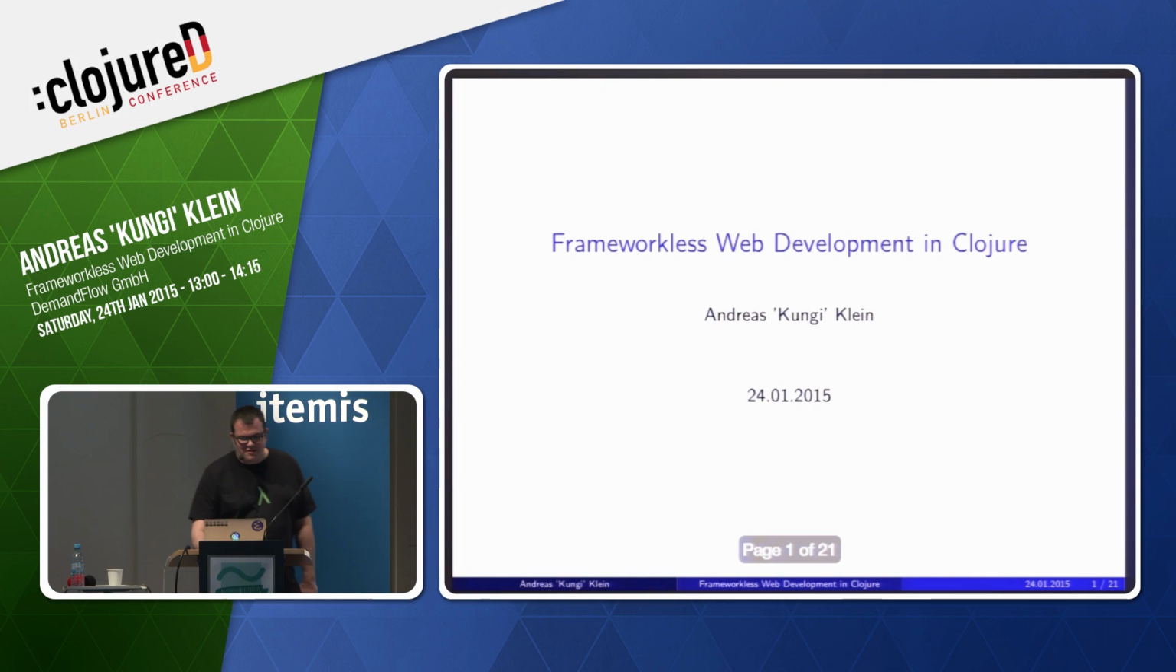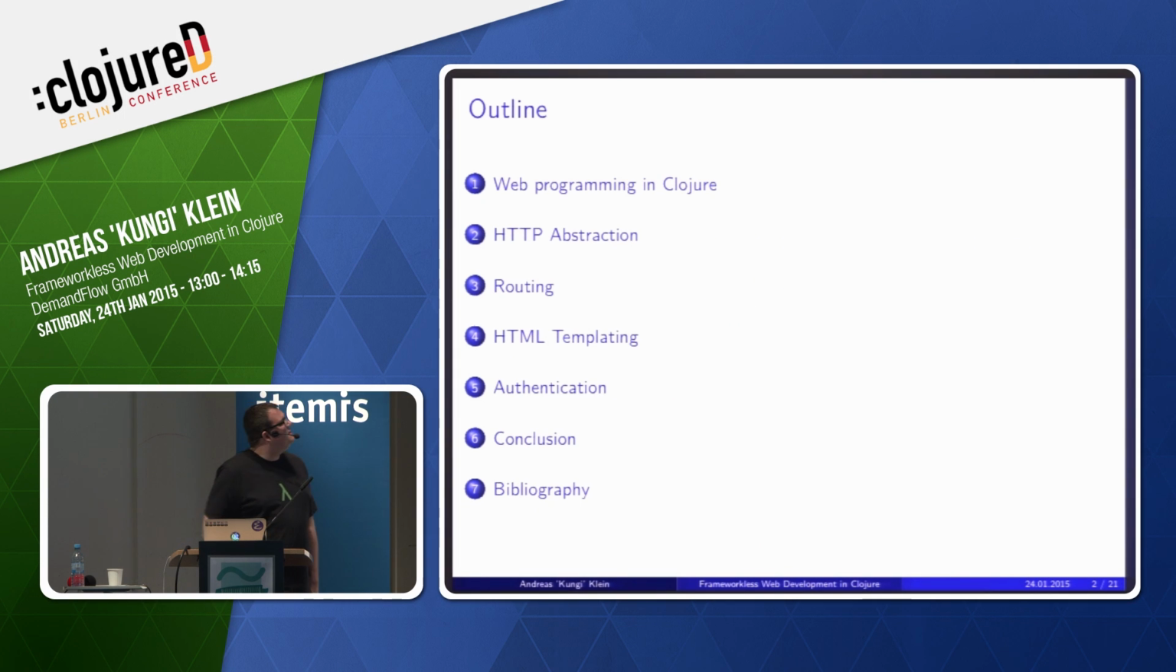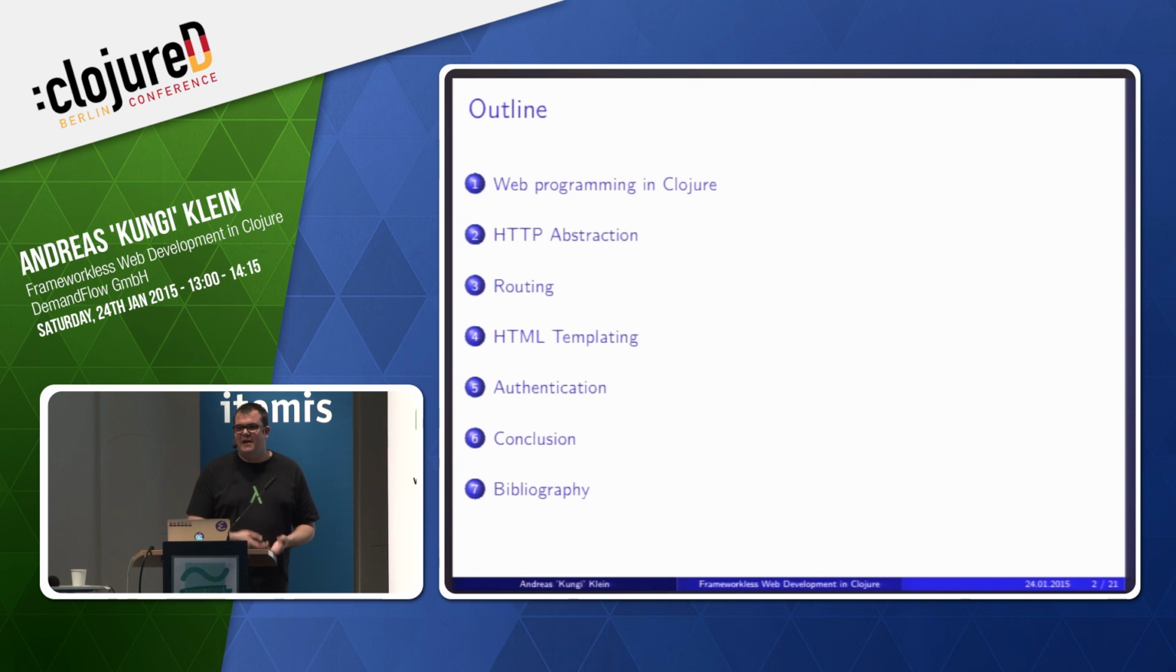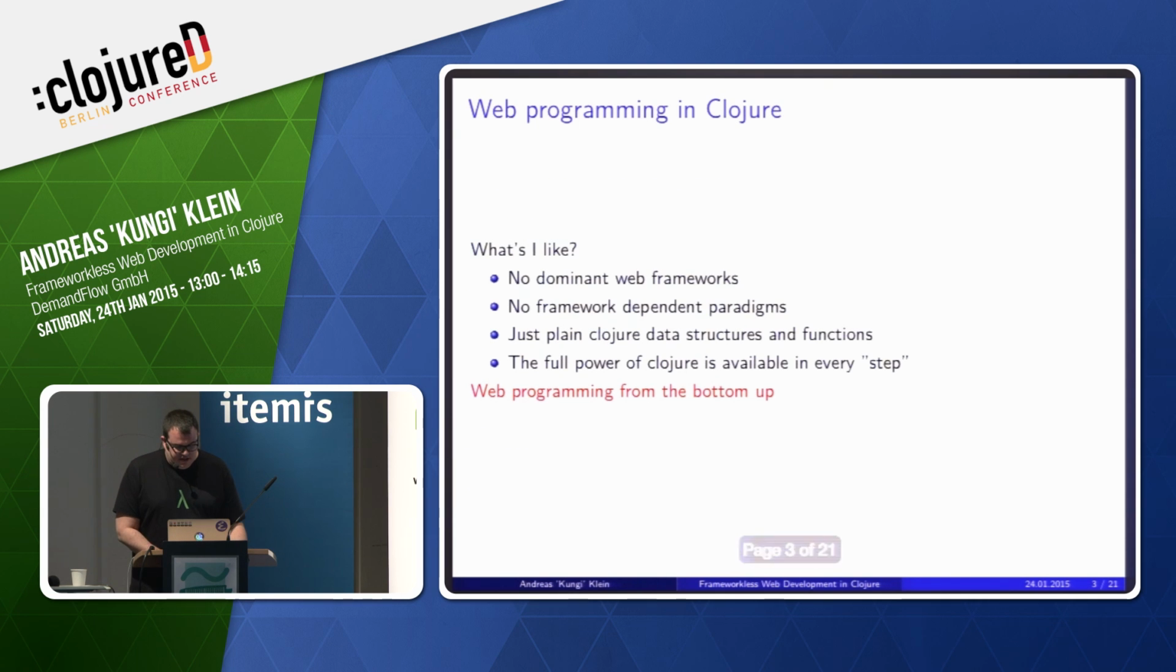Today's talk is about frameworkless web development in Clojure. I will give you a little whirlwind tour through all the Clojure libraries which are normally used to accomplish this task. I will start with something about HTTP abstraction, a library for routing, two libraries for HTML templating, which I have both used and very much like, and something about authentication.